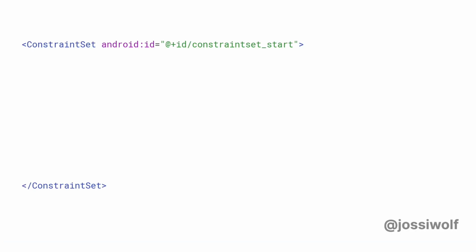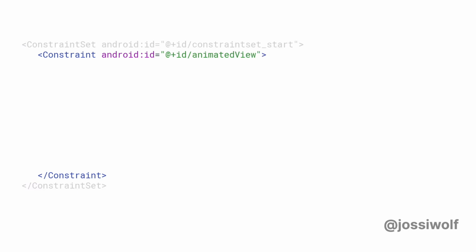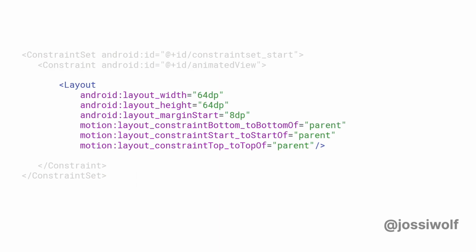So in code, it looks like this. It's a constraint set. You give it an ID, let's say it's constraint set start, and inside we'll add a constraint for a view. Our view has the ID animated view. And now we can go ahead and define some properties of this view. Like you want to say, okay, it's 64 dp times 64 dp. We have some margin, and it's constrained at its parent.